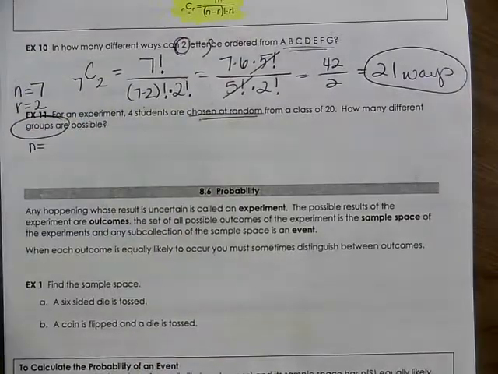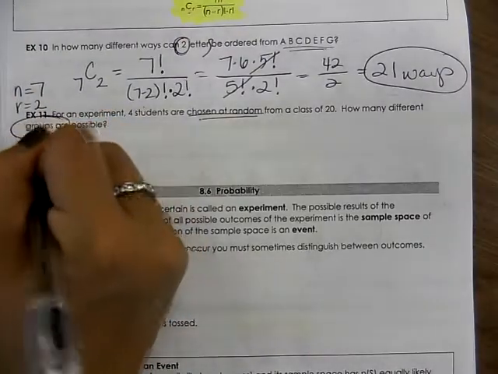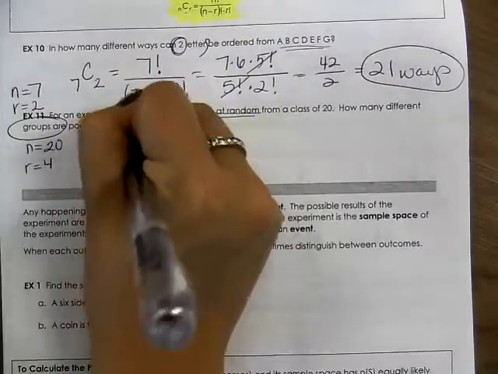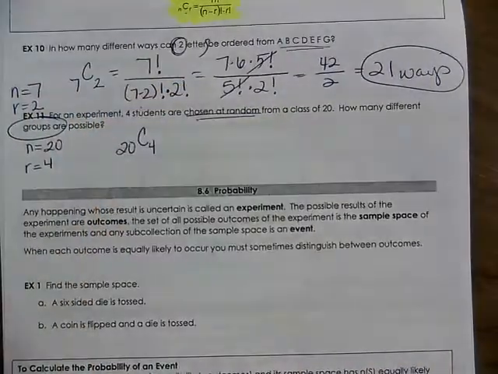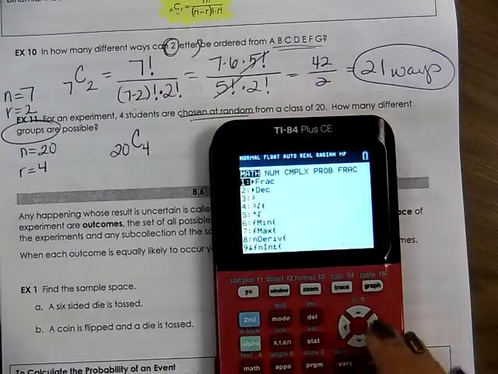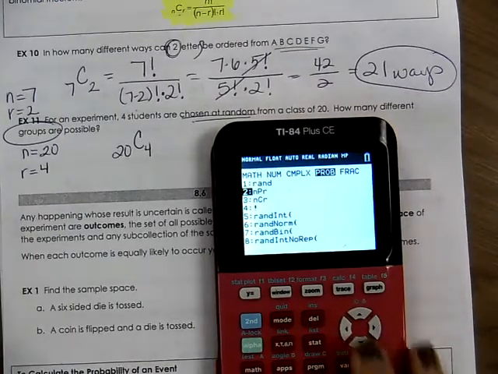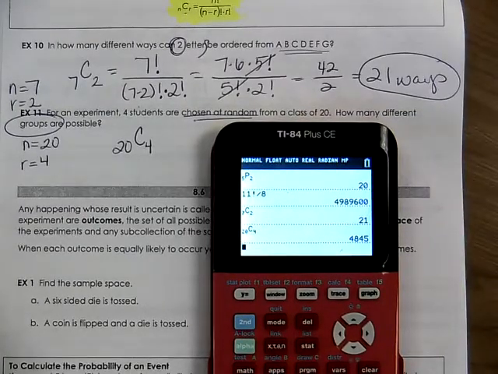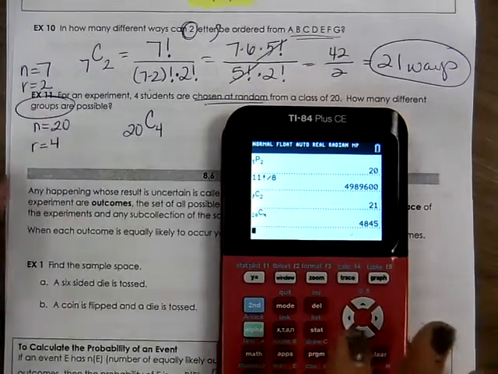What's our n? 20. And what's our subset, or r? 4. So I have 20C4. I'm just going to use the calculator for this one this time. So 20 math probability nCr 4. 4,845.